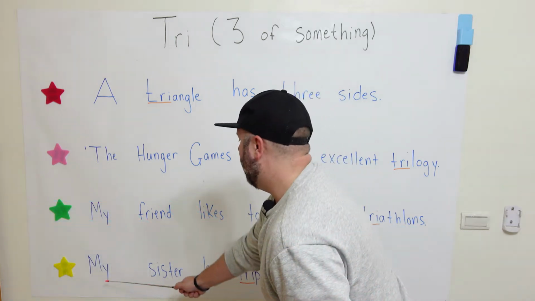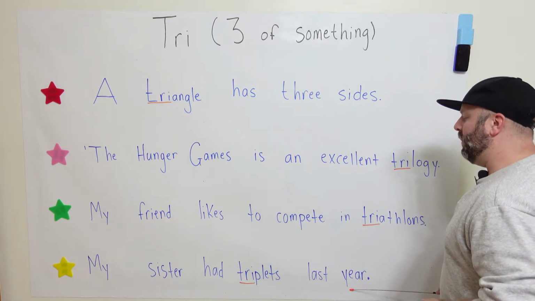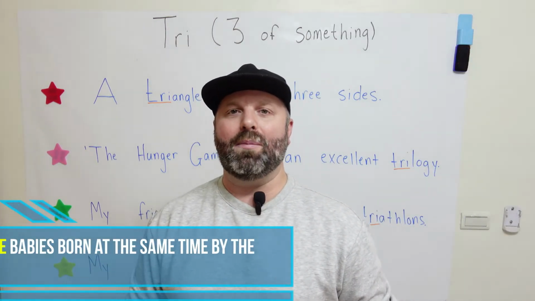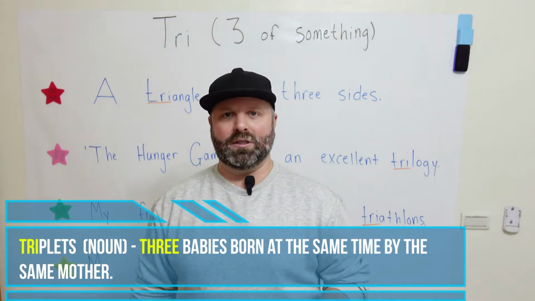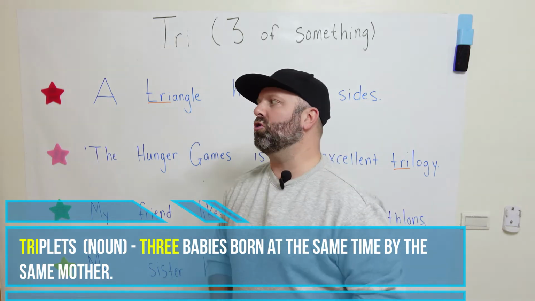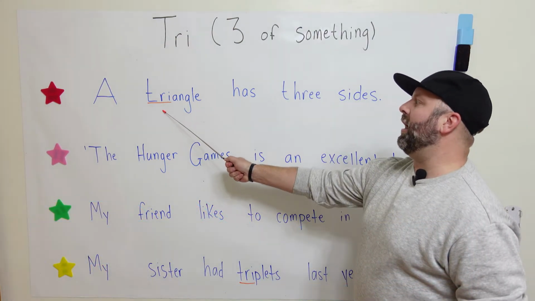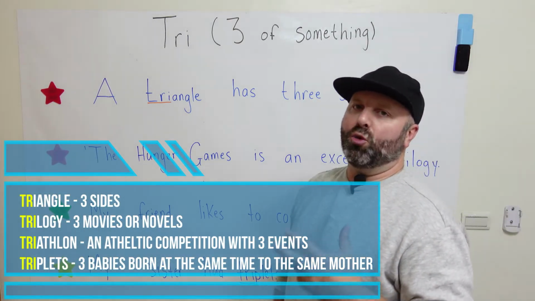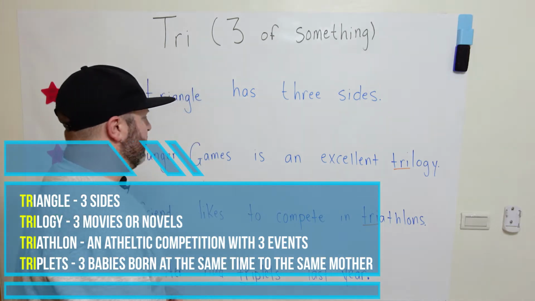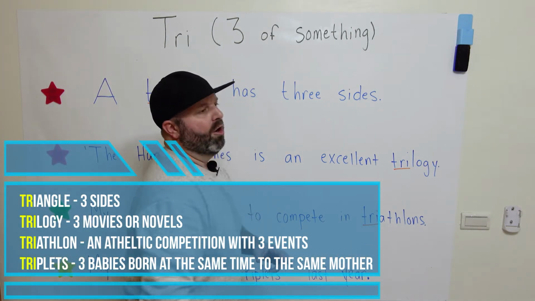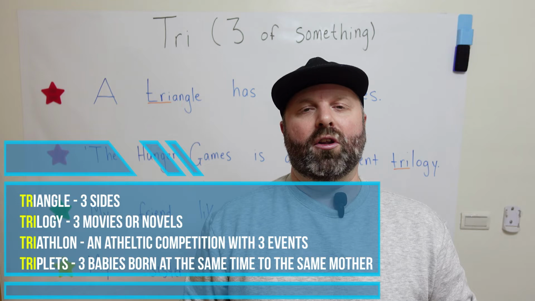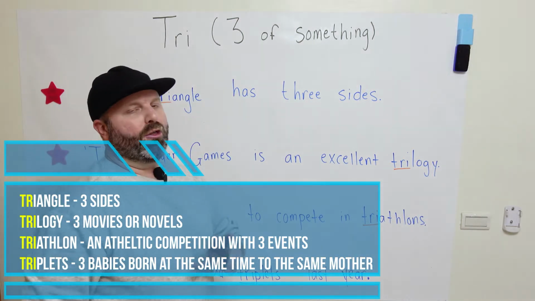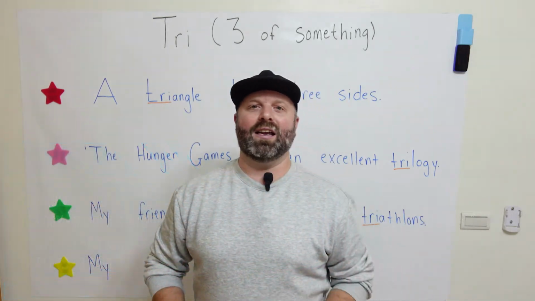And finally, my sister had triplets last year. Triplets are 3 babies born at the same time, okay? So, just really quickly to review, triangle, 3 sides, trilogy, 3 books or 3 movies, triathlon, running, swimming, cycling, 3 different athletic events, and triplets, 3 babies born at the same time.